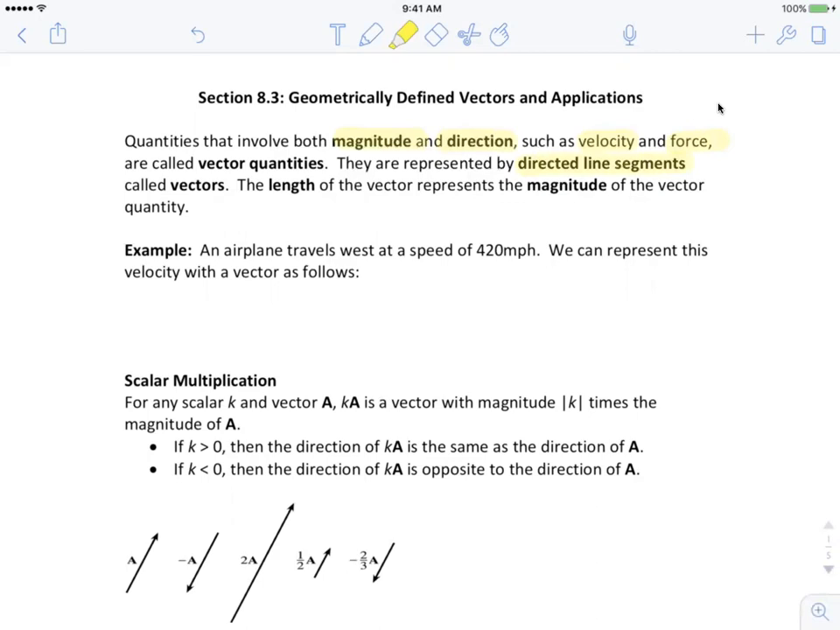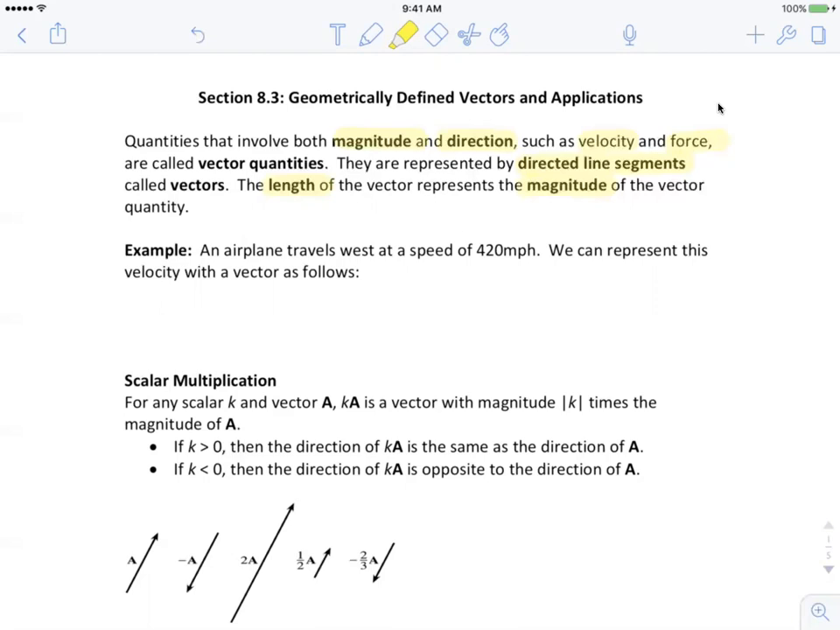And then the key to not getting too confused with vectors is that the length of the vector actually represents the magnitude. Magnitude, like speed, is an example of that. So when you think of the length of a vector, it's actually not distance, it's speed, or force.